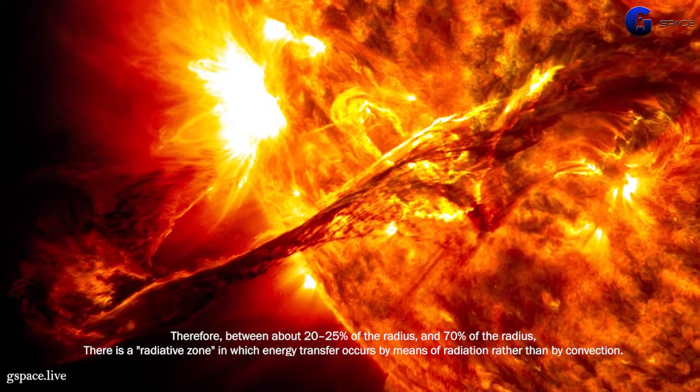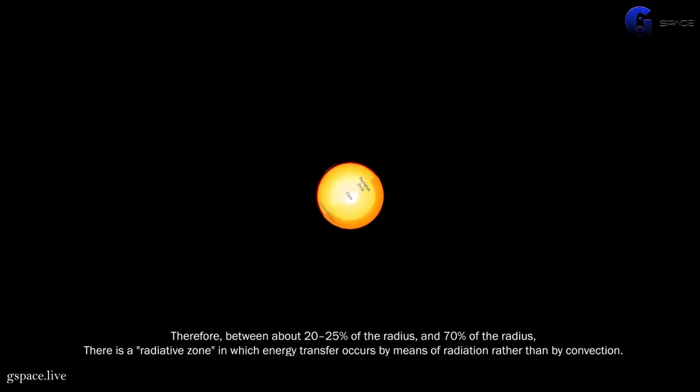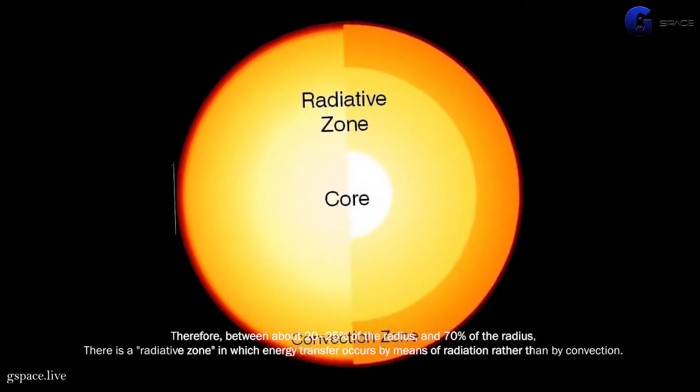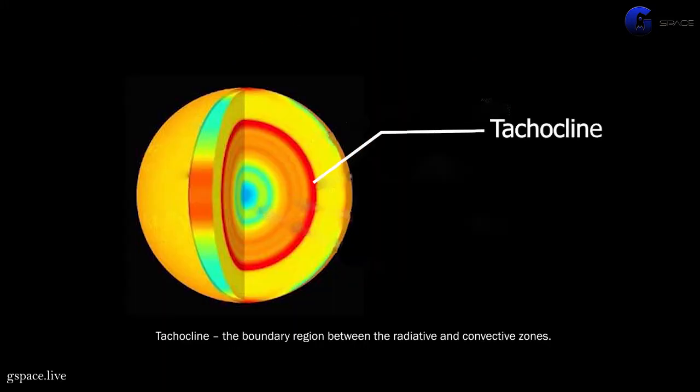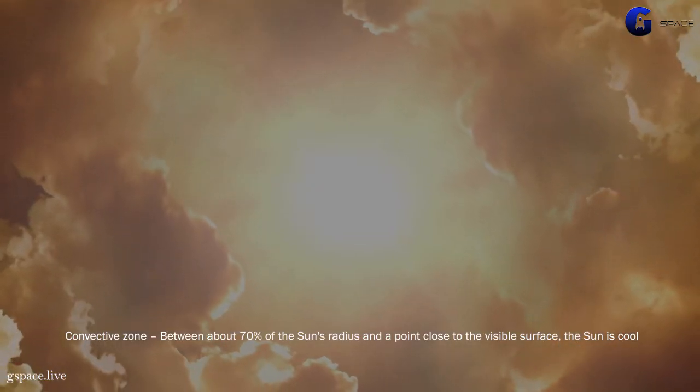Therefore, between about 20 to 25% of the radius and 70% of the radius, there is a radiative zone in which energy transfer occurs by means of radiation rather than by convection. Tachocline, the boundary region between the radiative and convective zones. Convective zone, between about 70% of the Sun's radius and a point close to the visible surface.